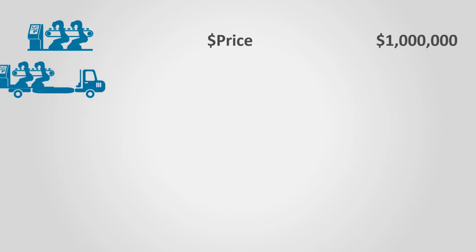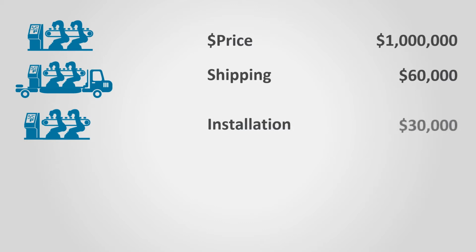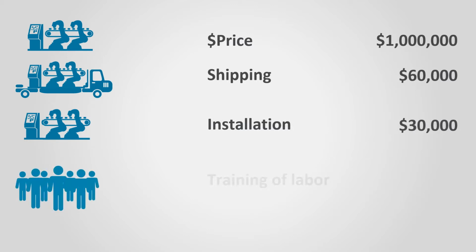Let us assume that a company is buying a machine. The machine price is $1 million. The company paid $60,000 to ship the machine. The company paid $30,000 to install the machine. The company also incurred $10,000 in training labor.